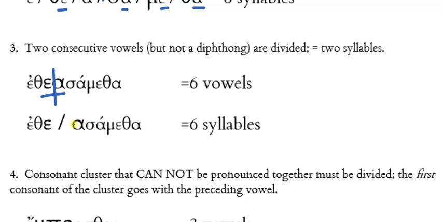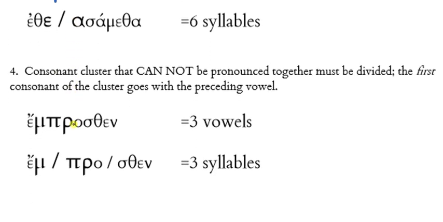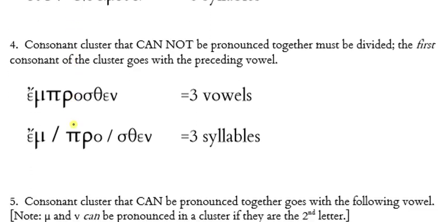Now, number 4, consonant cluster. A consonant cluster that cannot be pronounced together must be divided. The first consonant of the cluster goes with the preceding vowel. Now, there's a difficulty with this rule, and that is that you don't really know what can be pronounced together as a consonant cluster, do you? Like, how can you predict that? You're not a native Greek speaker.